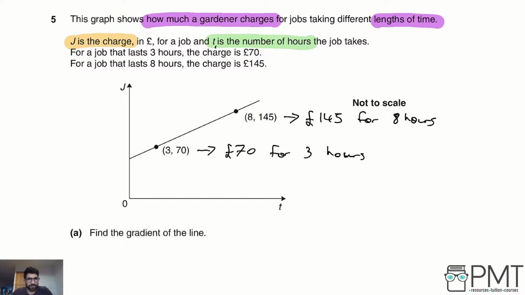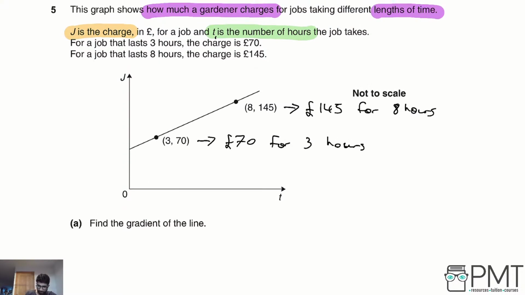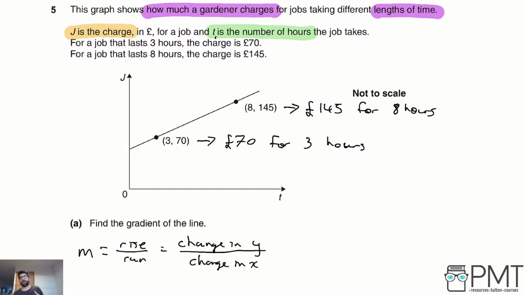Isabella, gradient is 15. Let's see if we agree. Yes, I do. Well done. Let's see how we can calculate that. Find the gradient. Remember, gradient is m. There can be different ways you have learned this. You can use rise over run, or change in y over change in x, or y1 minus y2 over x1 minus x2.